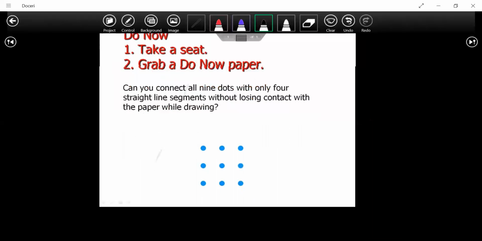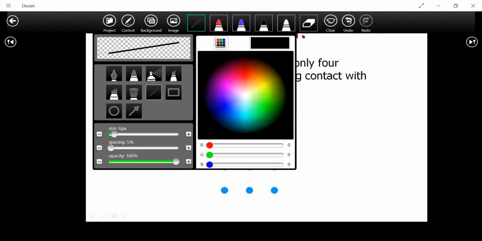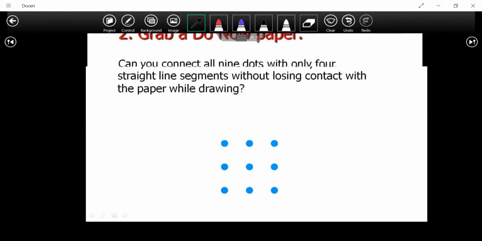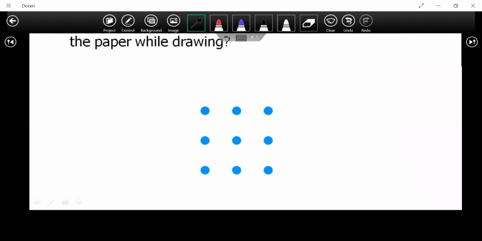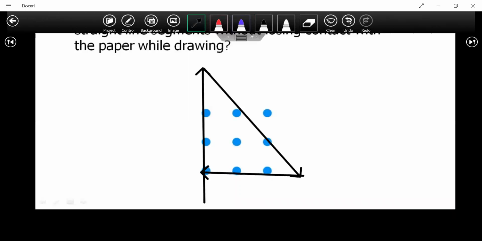Can you connect all 9 dots with only 4 straight line segments without losing contact with your paper? It is possible. Okay, I'll show you how to do it. We're going to take one line, draw it up. Then I'm going to go down through these 2. Then I'm going to go left through these 3 and back up through this 4. It is possible.